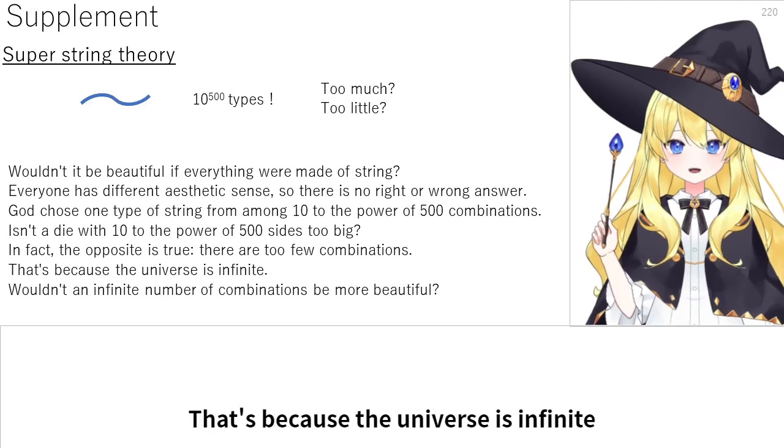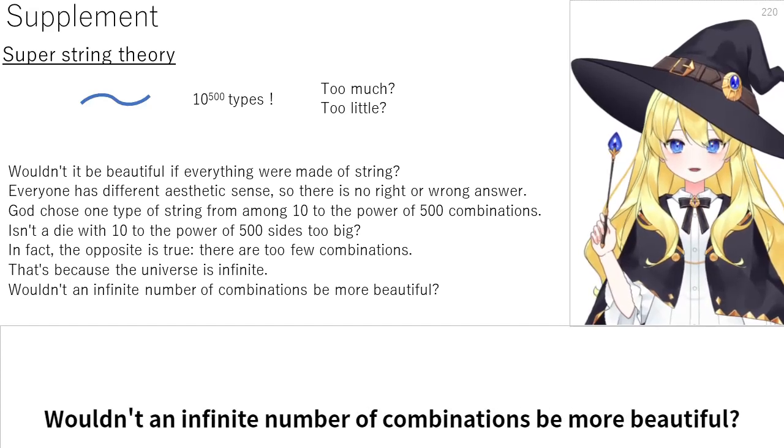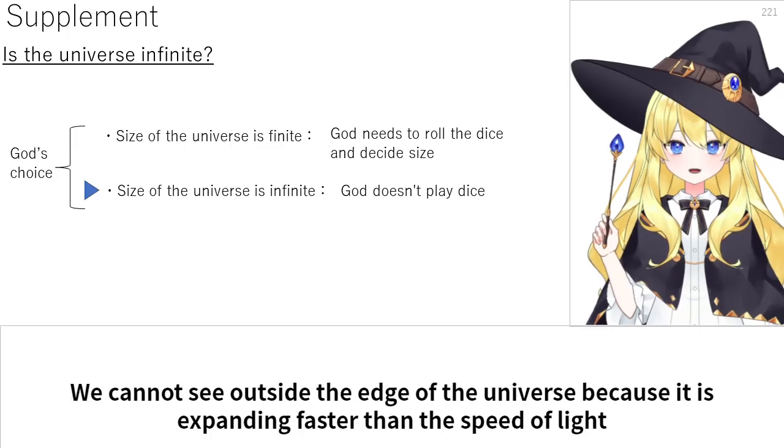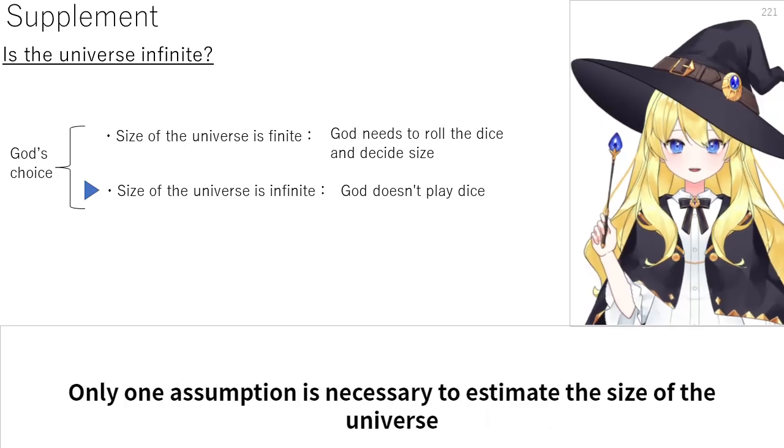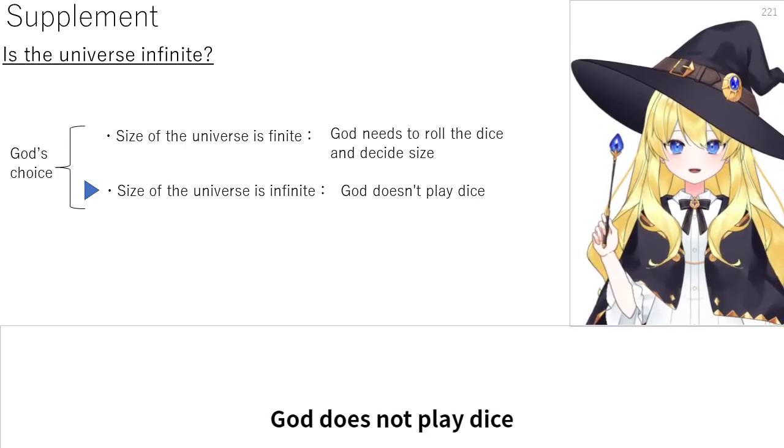That's because the universe is infinite. Wouldn't an infinite number of combinations be more beautiful? Is the universe really infinite? We cannot see outside the edge of the universe because it is expanding faster than the speed of light. Only one assumption is necessary to estimate the size of the universe. God does not play dice.